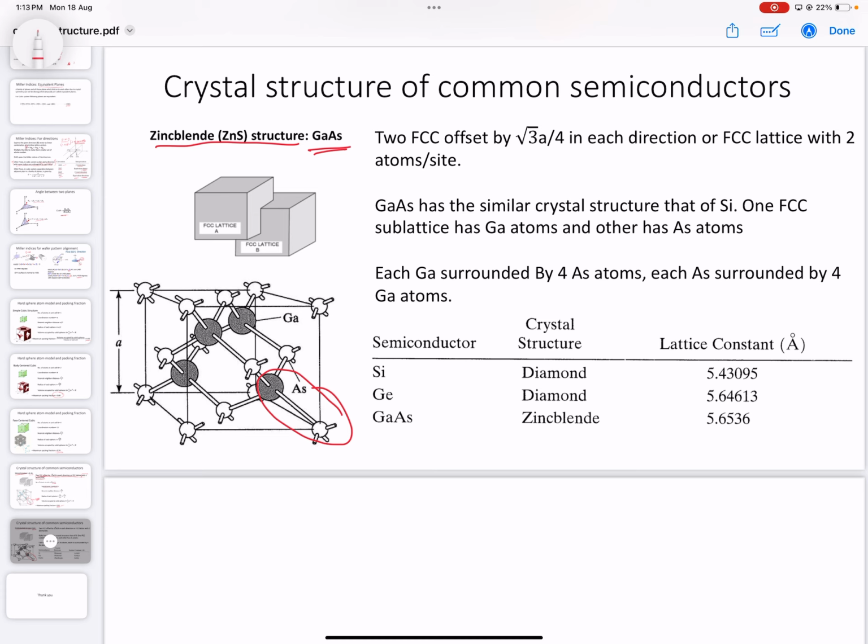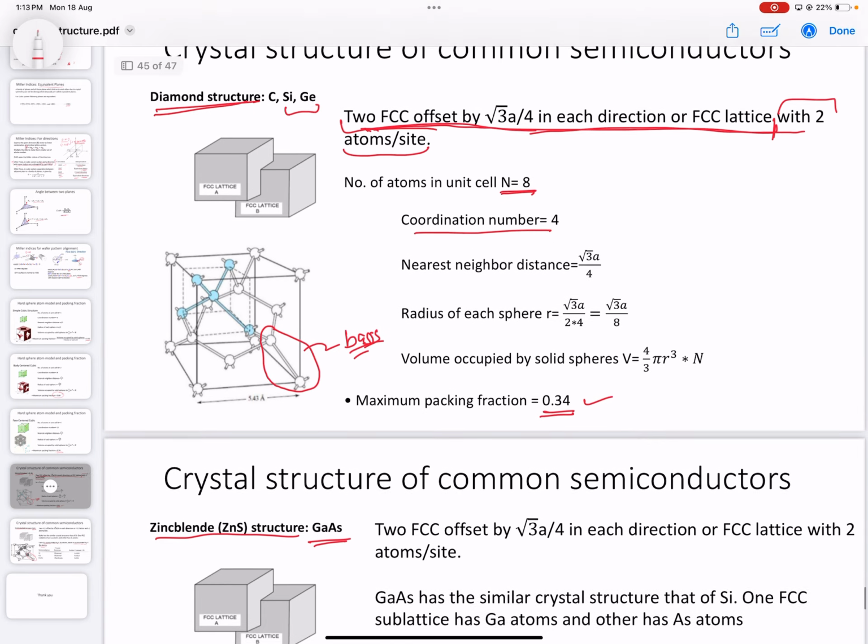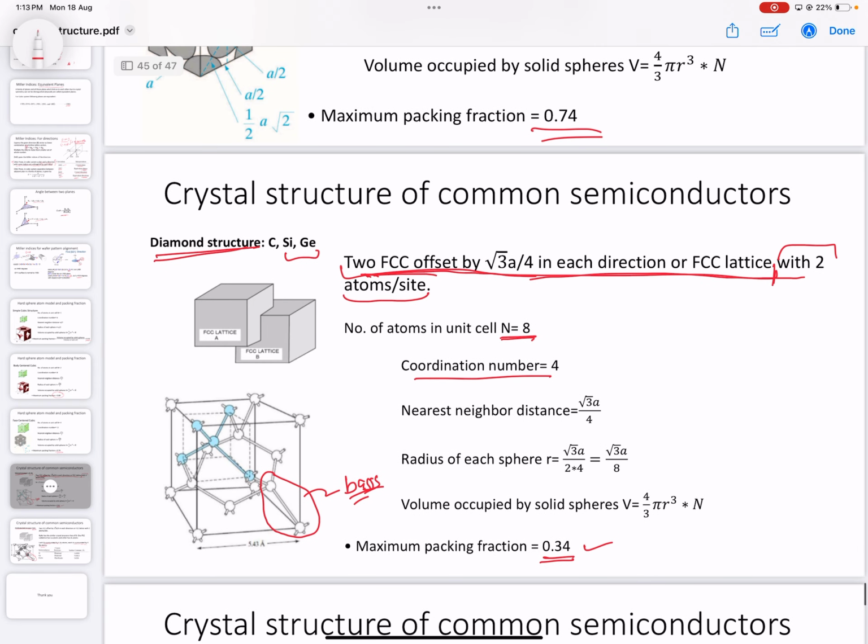Okay, good. So each gallium atom is surrounded by 4 arsenic atoms, and each arsenic atom is surrounded by 4 gallium atoms. Similarly, each silicon atom is surrounded by 4 silicon atoms. And it has sp3 hybridization, in the language of a chemist, right?